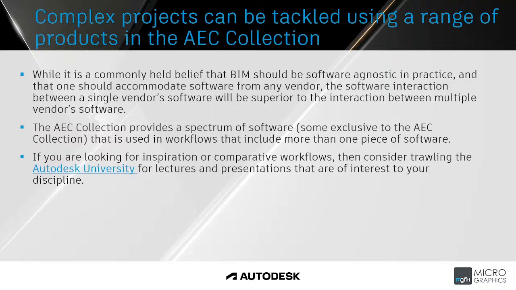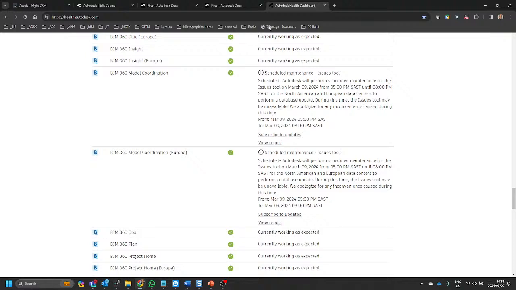Okay, and complex projects can be tackled using a range of products in the AEC collection. Okay, so it is a commonly held belief that BIM should be software agnostic in practice, and that one should accommodate software from any vendor. And the software interaction between the single vendor software will be superior to the interaction between multiple vendors. We've discussed that. And the AEC collection provides a spectrum of software, some exclusive to the AEC collection, something like vehicle tracking, something like a Robot structural analysis, or a bridge design that is used in workflows that include more than one piece of software.